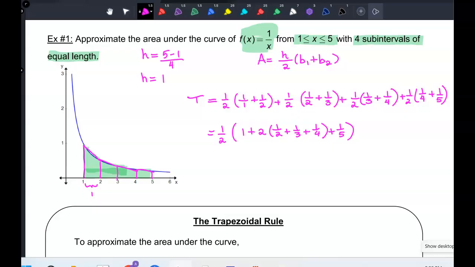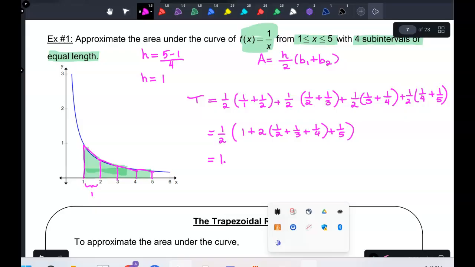Okay, below is the shortcut. So this is our trapezoidal approximation. This is the shortcut. Doesn't this one look like a little less writing? I mean, maybe not a lot, but a little bit. Okay, I'll tell you we get 1.683.